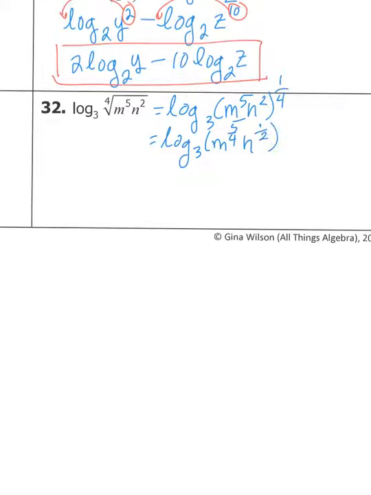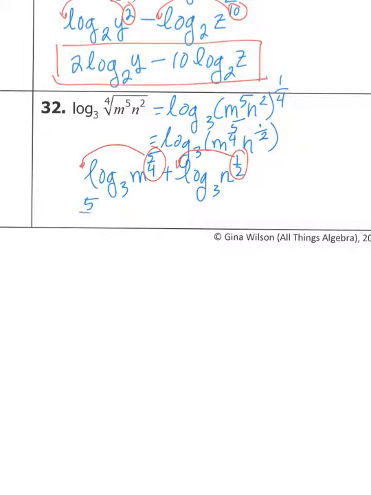Then you can split this by addition. So log base 3 of m to the 5/4 plus log base 3 of n to the 1/2. Loop those exponents. And your final answer is 5/4 log base 3 of m plus 1/2 log base 3 of n.